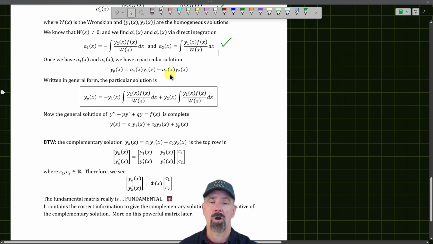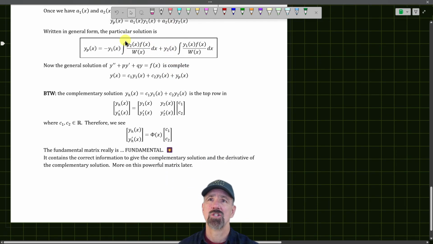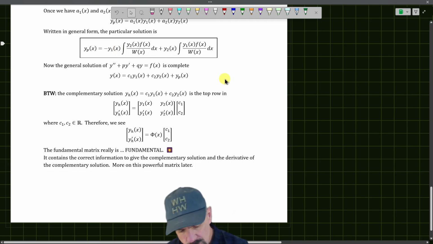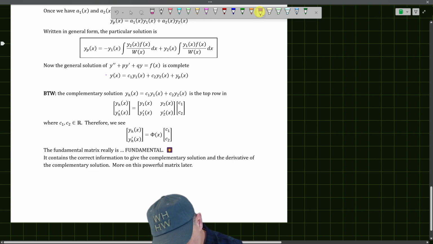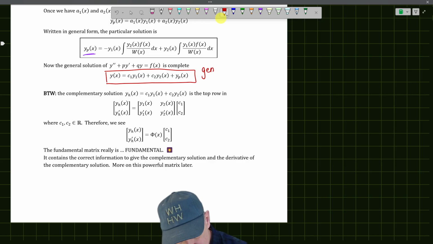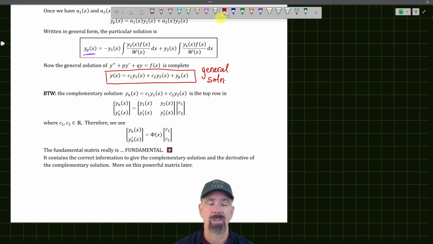Substituting back into our guess for the particular solution gives us this general form for the particular solution. And then of course, once we have the particular solution, we're going to come in and construct our general solution. So this is the general solution created as the sum of the complementary solution plus the particular solution.